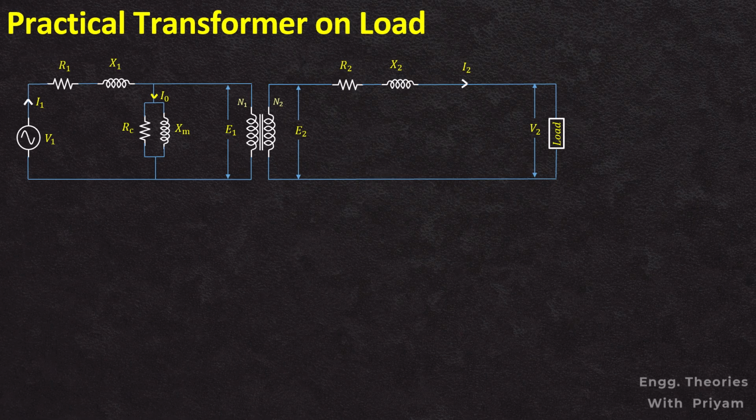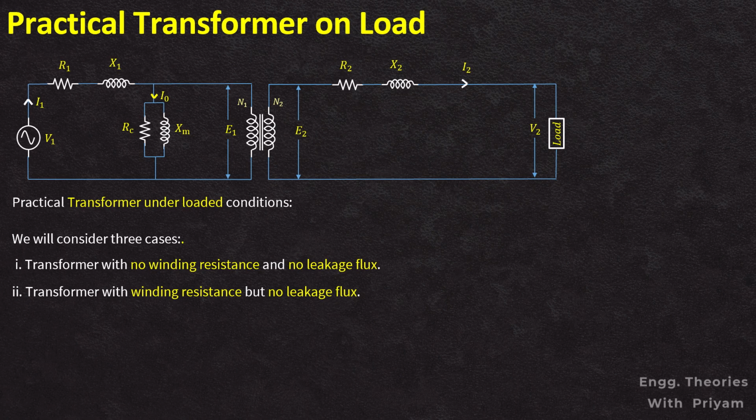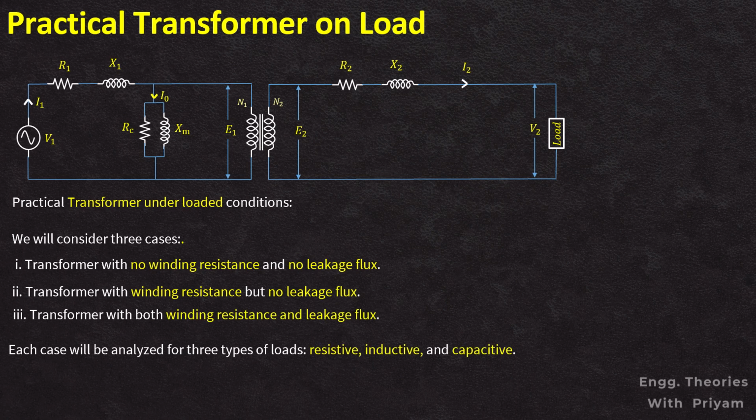In the previous lecture, we saw the phasor diagram for a practical transformer when there is no load connected at the output. In this lecture, we will analyze and develop the phasor diagram for a transformer under the loaded condition. To understand this, we will consider three cases: transformer with no winding resistance and no leakage flux, transformer with winding resistance but no leakage flux, and transformer with both winding resistance and leakage flux. Each case will be analyzed for three different types of load: resistive, inductive and capacitive.